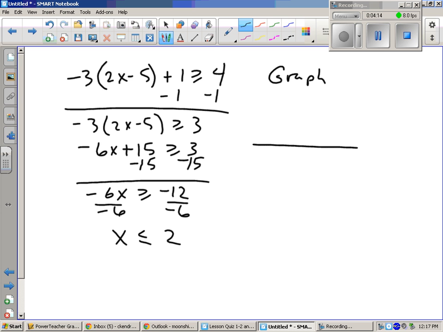To graph that, 2 is here. It's filled in, and less than or equal to would go this way. If you're not sure if it's less than or greater than, you can try some numbers. Try the number 0 right up here and see if it comes out true. Backing up, at this step right here, I could have divided by negative 3 on both sides, and I would have had to flip it then. But it comes out the same either way, so whichever way you want to do.